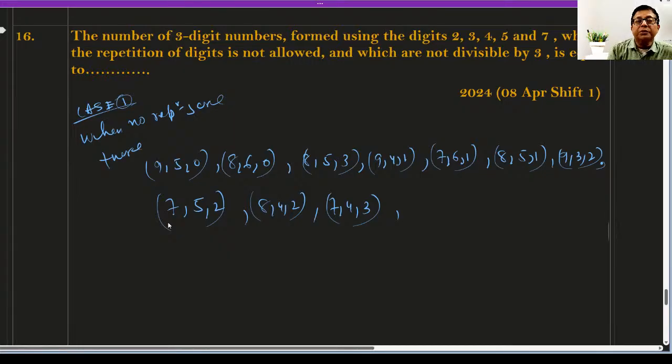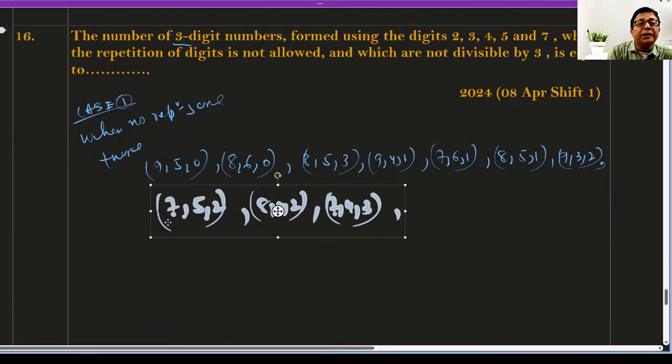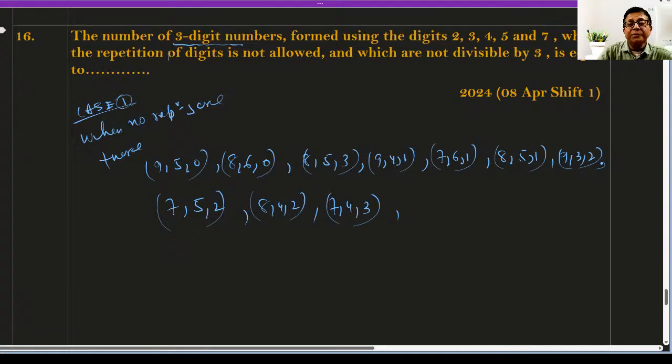Number of 3-digit numbers using the digits. Yes, I have used those only. No, sir, you have used 9 and 8 which are not involved. Oh, yes.